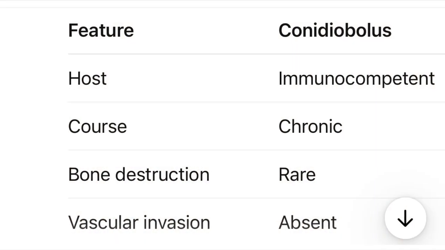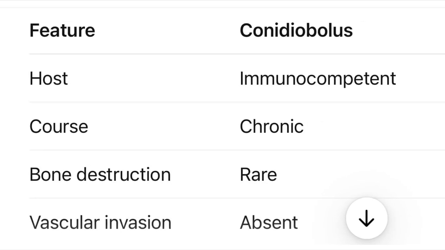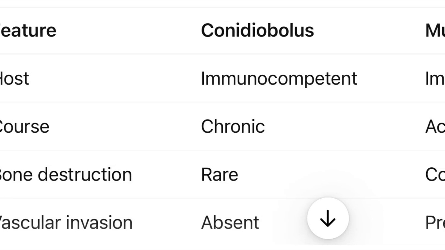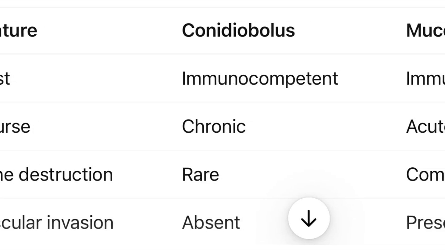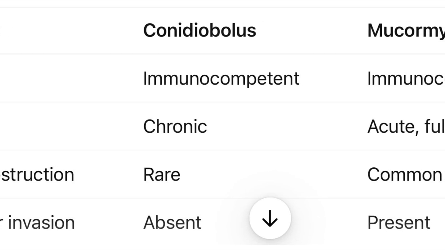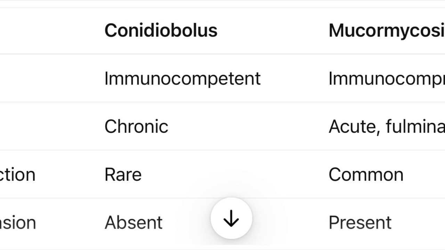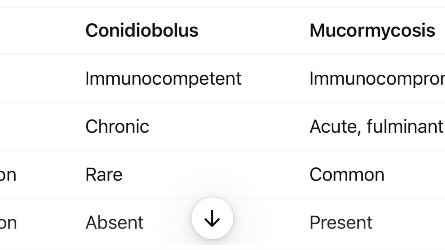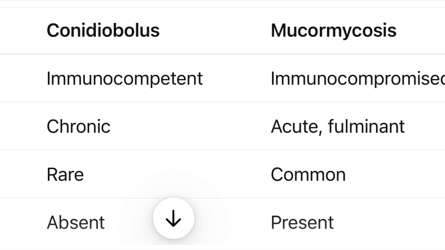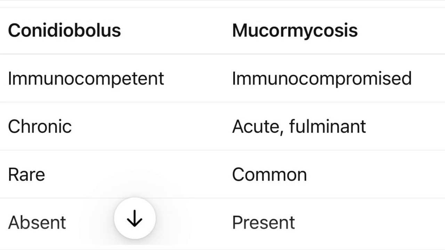Key differences from mucormycosis: Conidiobolus mainly affects the immunocompetent, while mucormycosis mainly affects the immunocompromised. Conidiobolus is a chronic infection, while mucormycosis is mainly an acute fulminant infection. Bone destruction is rarely seen in Conidiobolus, while in mucormycosis it is a common presentation. Angioinvasion, or vascular invasion, is absent in Conidiobolus while it is present in mucormycosis.